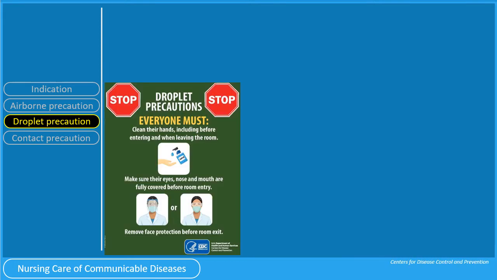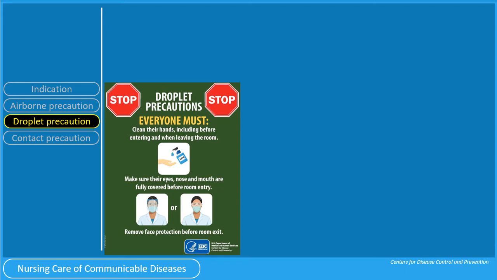This is a sample signage placed on the doors of patients with droplet precaution. It reminds everyone to clean their hands, including before entering and when leaving the room, and to make sure their eyes, nose, and mouth are fully covered before room entry, and to remove the face protection before room exit. Notice the difference between airborne and droplet precaution.